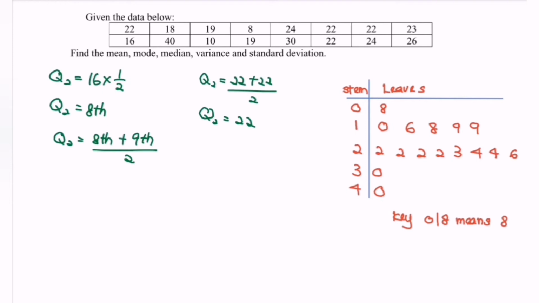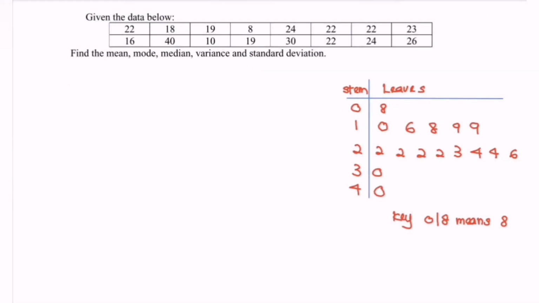Next, what we have to do is to find the variance and the standard deviation. Kindly state the formula for variance and standard deviation. Here we have the formula for ungrouped data. The variance, s squared, equals the summation of x squared minus the bracket where we have the summation of x squared, over n, all over n minus 1. So here we have the formula for variance.